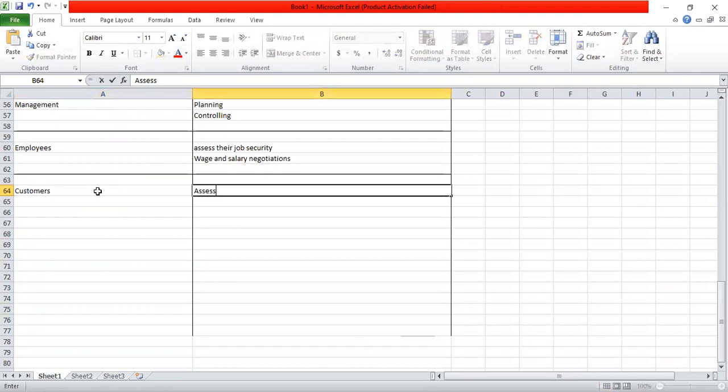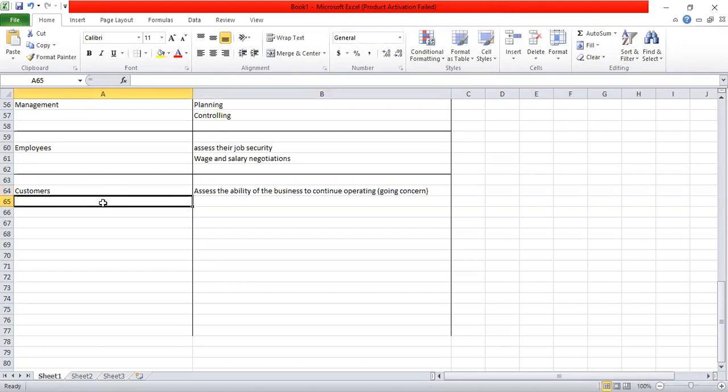Right, they assess the ability of the business to continue operating, which we call going concern. So they will assess that will the business continue operating in the foreseeable future. You know that if the business will continue, like where you buy, as long as they are continuing, if they are showing favorable results, then you know that you continue getting what you want. Right.